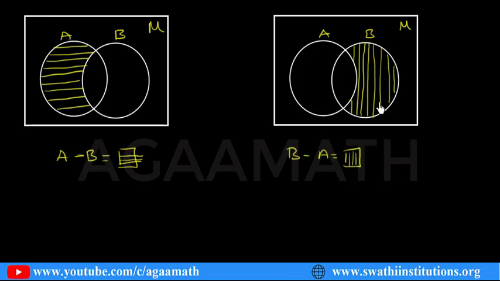So this shaded region is B minus A. It means elements only in B but not in A. So here the A region is not shaded. It means the elements of set B only are taken as B minus A. Right, then how do we represent A complement and B complement?